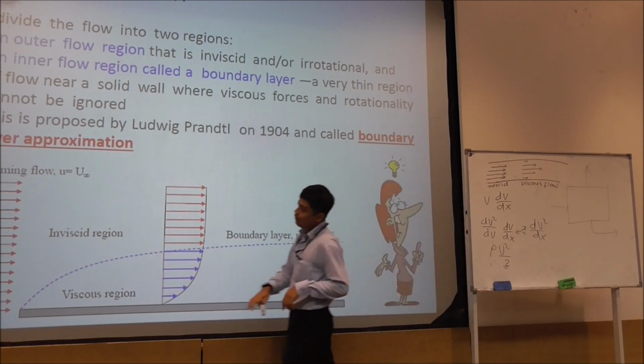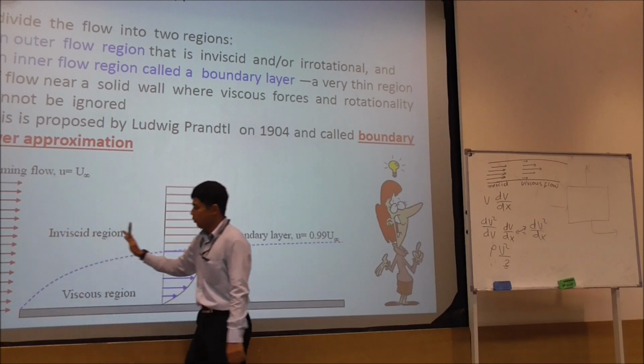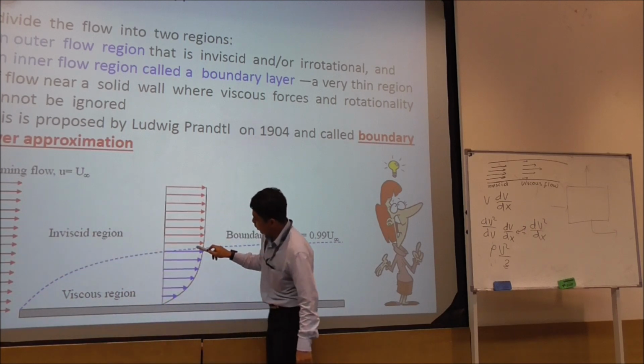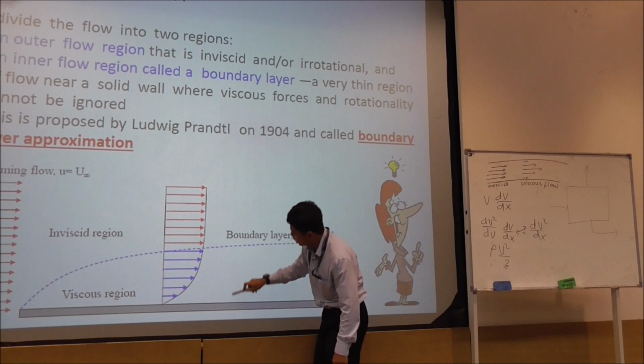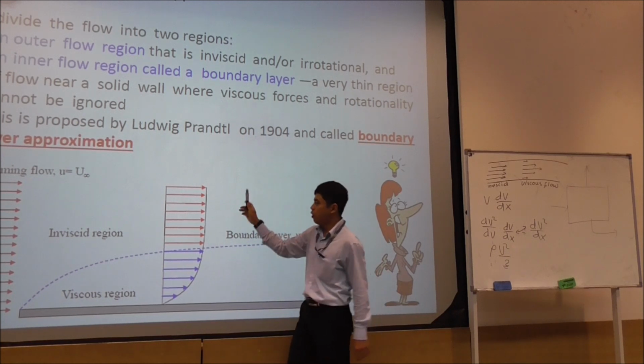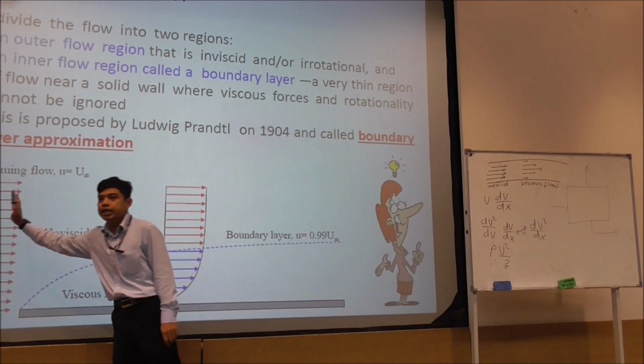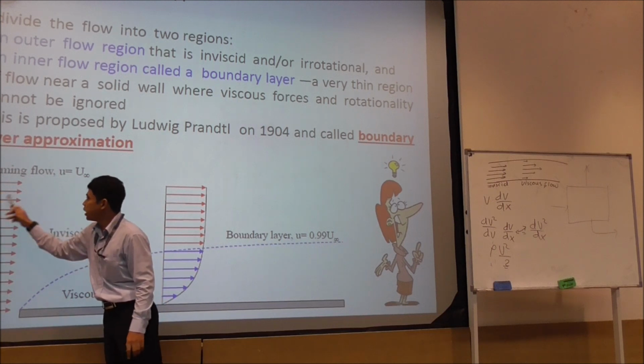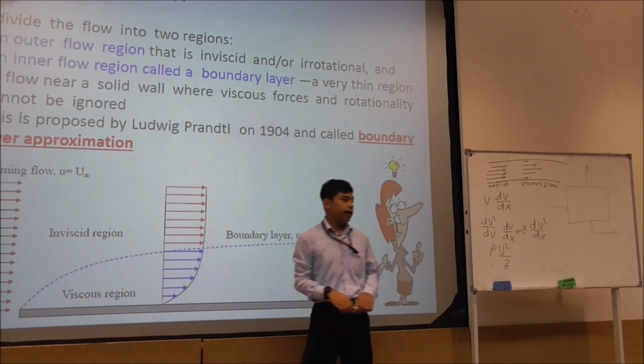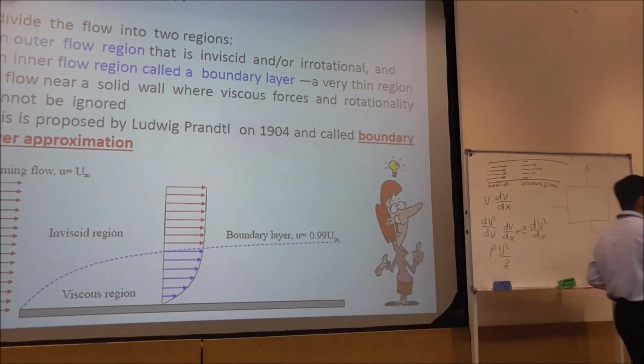So when you have a flow, the viscous effect will occur only in this region, whereas in this region, your flow will be equal to the incoming flow, or this potential flow. And it's proven to be very useful for us later. So this was postulated by Prandtl in 1904, and it was later proved by his student.